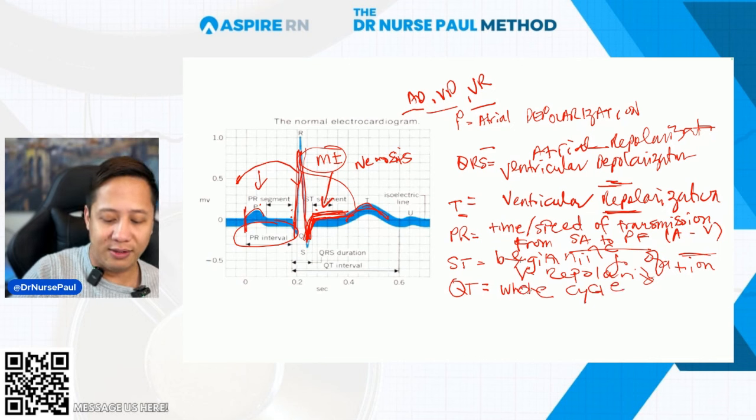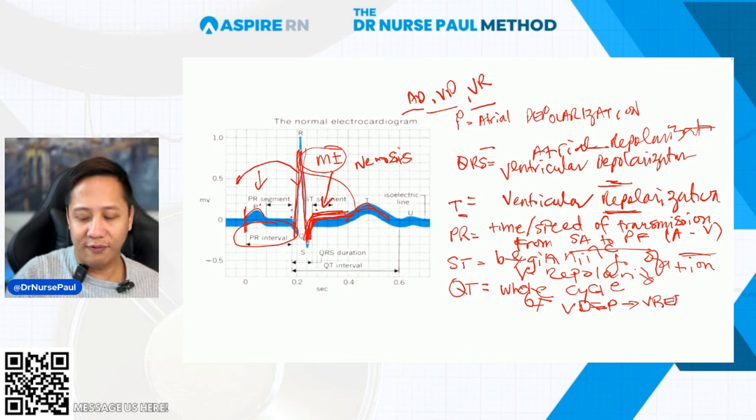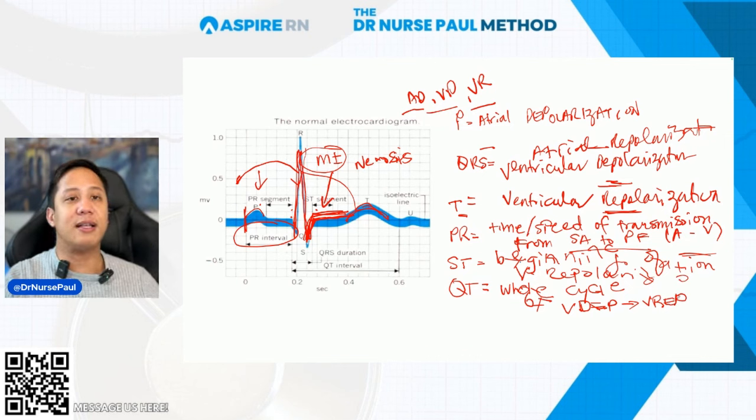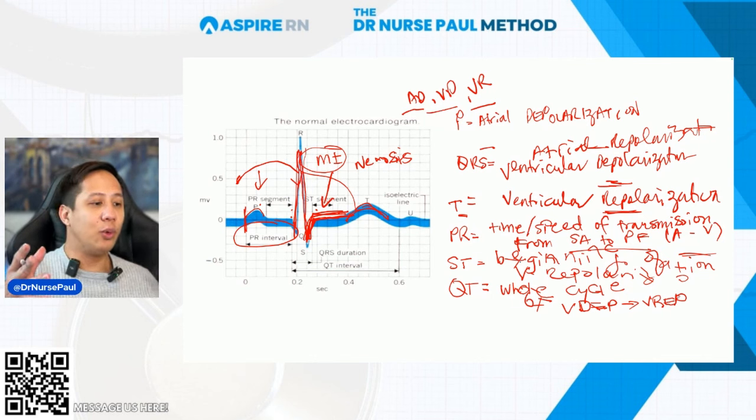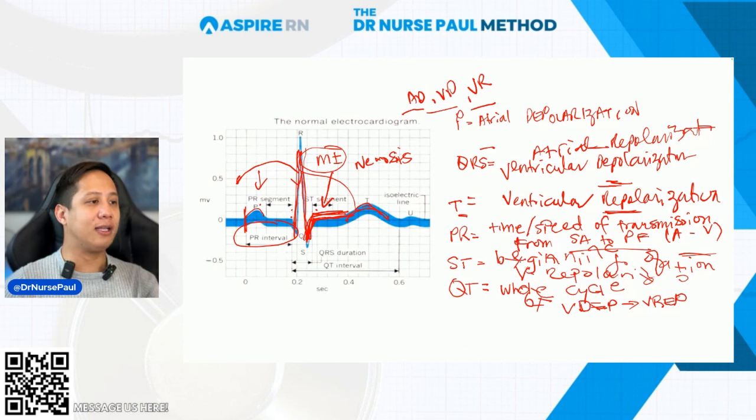Whole cycle of ventricular depolarization to ventricular repolarization, all right? You got it? So it just tells you the whole ventricular cycle. When you talk about QT, it tells you if the ventricles are contracting and relaxing properly.